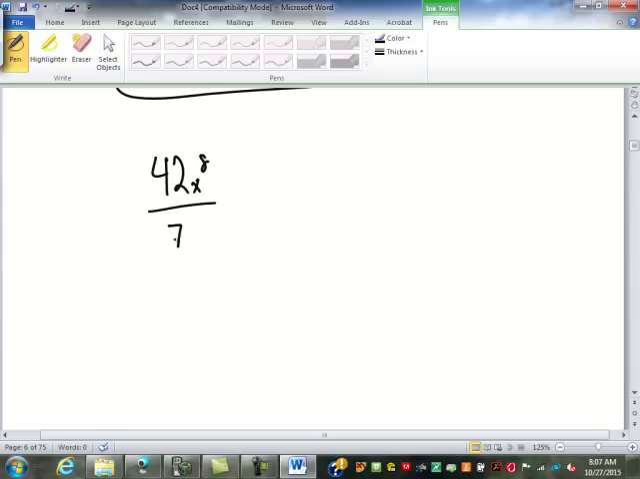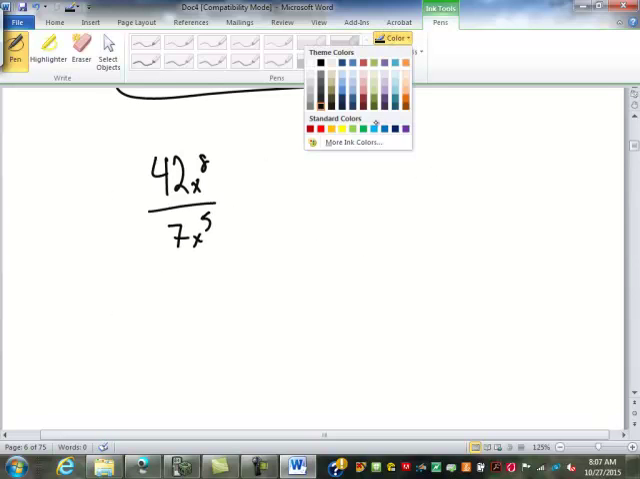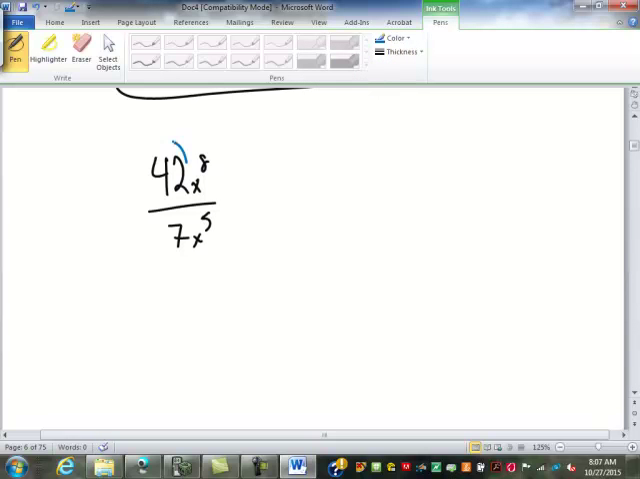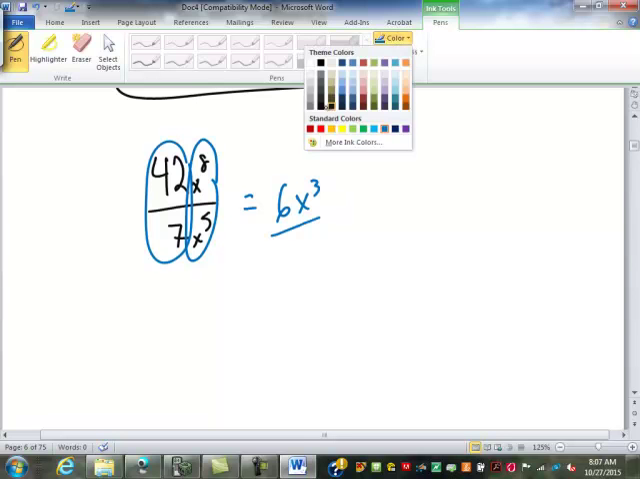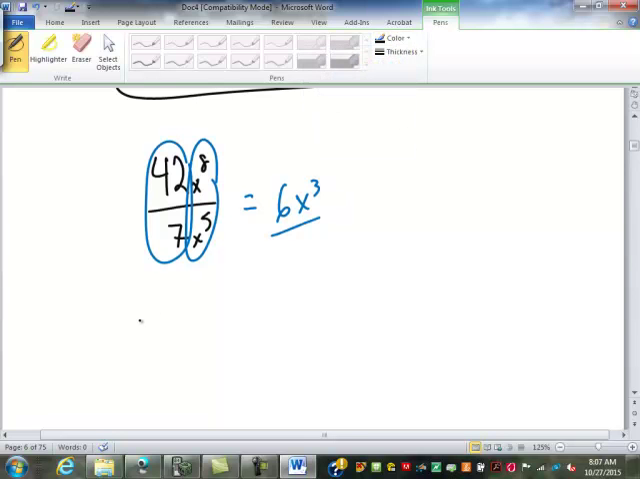42x to the 8th divided by 7x to the 5th. Just like multiplying, we combine the counts. What is 42 divided by 7? 6. And then we also combine the names. X to the 8th divided by x to the 5th is x to the 3rd. And it is that simple.